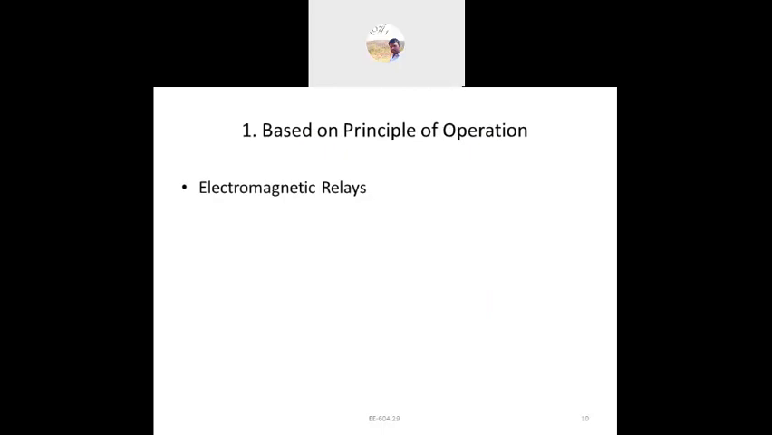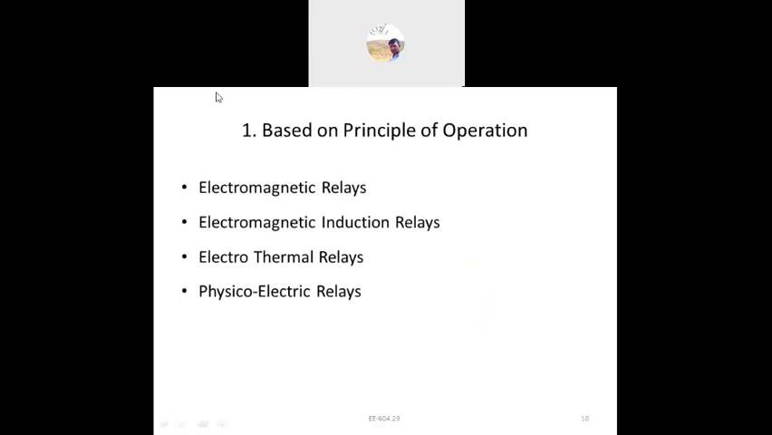Here is the classification of relays. Based upon the operation, we have electromagnetic relays, electromagnetic induction relays, electrothermal relays, physicoelectric relays, static relays, and electrodynamic relays. In the electromagnetic type there are further classifications: solenoid type, armature type, and armature attraction type. These are the classifications based upon the operation.